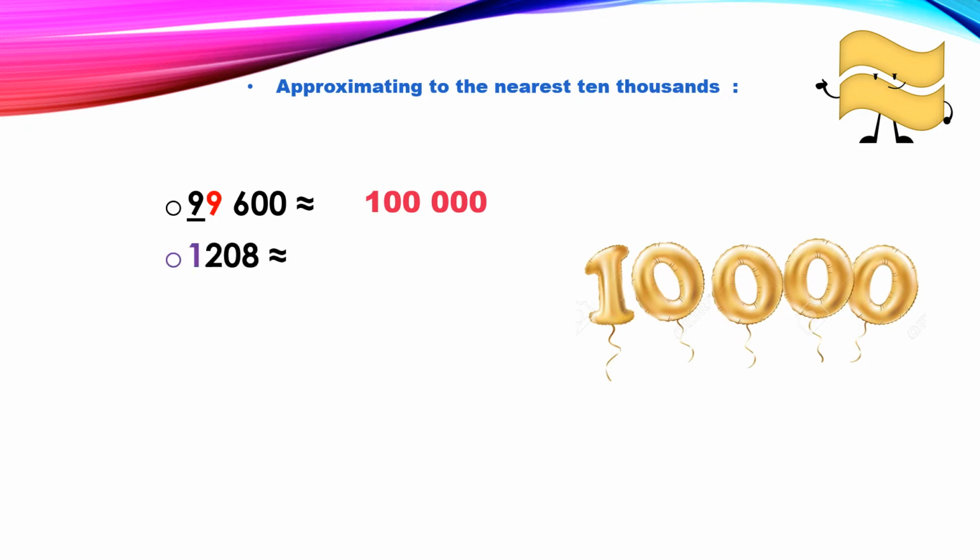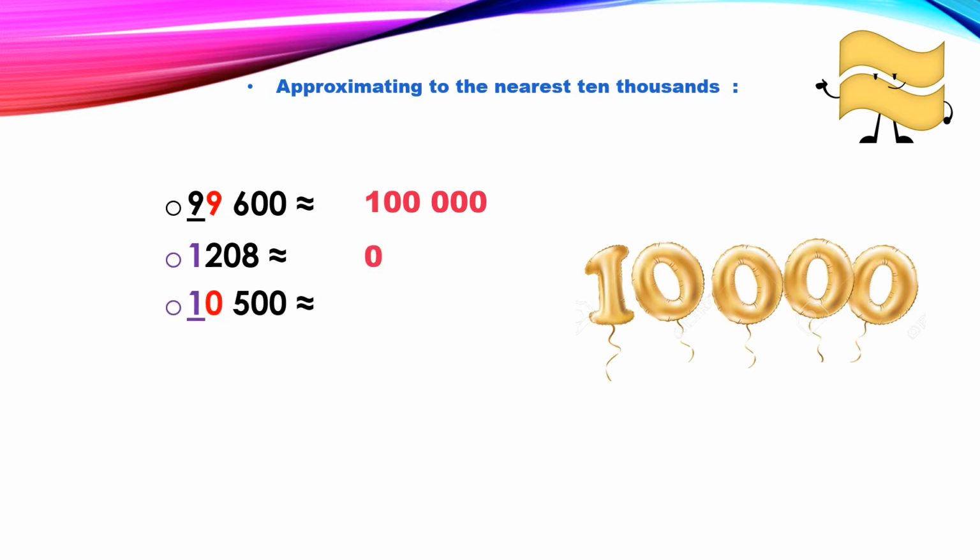Another question, 1,208. What is the digit in the 10,000 place? I don't have a digit in the 10,000 place, but I have 1 in the 1,000 place. So 1, poor or rich? Very good, it's poor, so the answer will be 0.